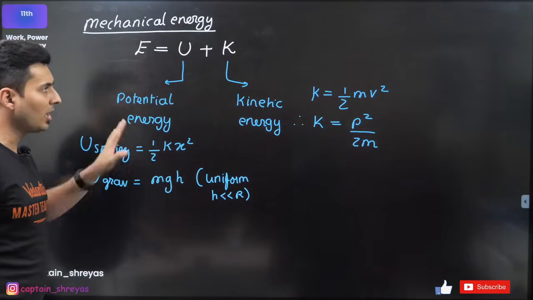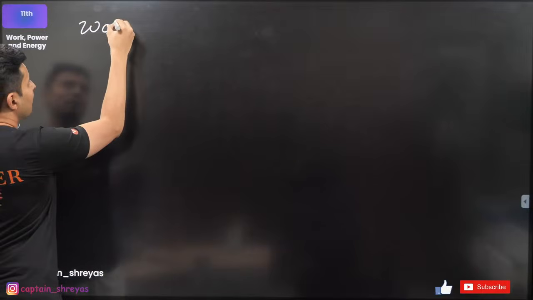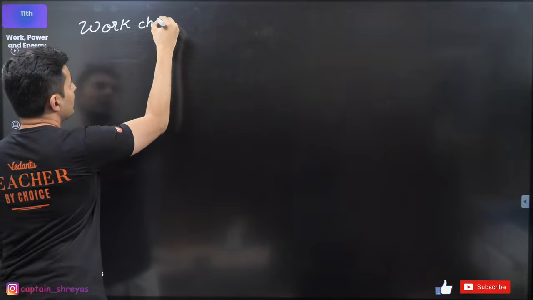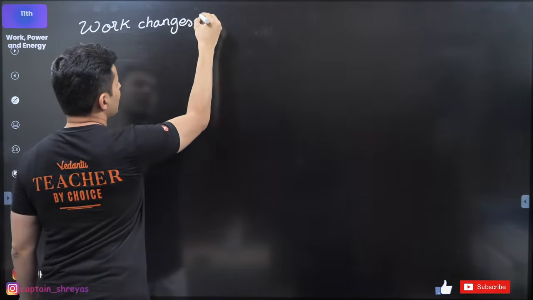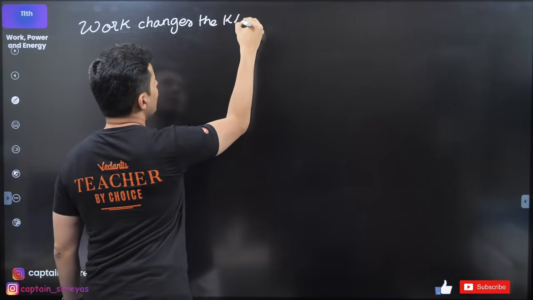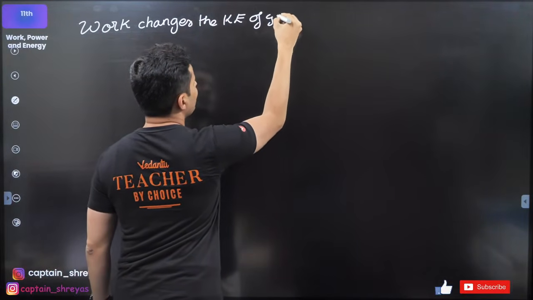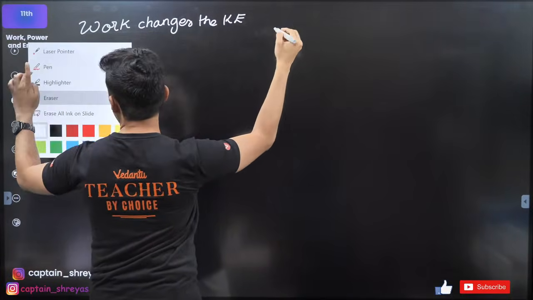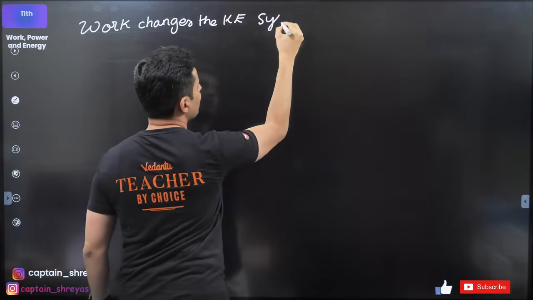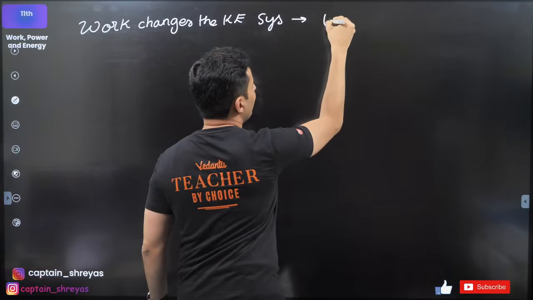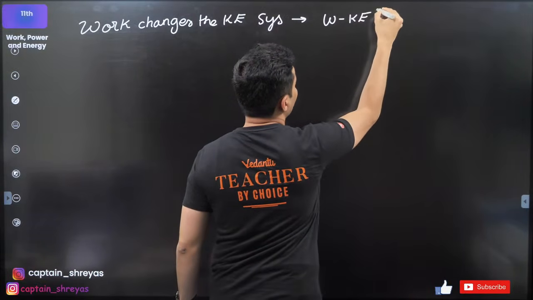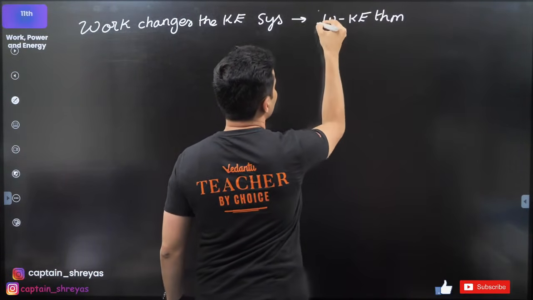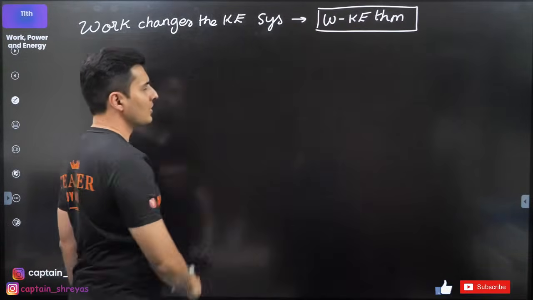Now, like I was talking about, what does work do? Work changes the kinetic energy of the system. What is this principle called? Changes the kinetic energy of the system. This is called the work kinetic energy theorem.